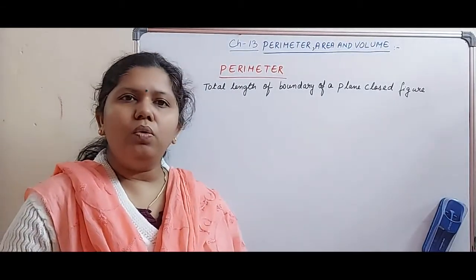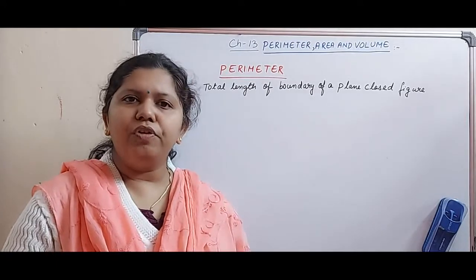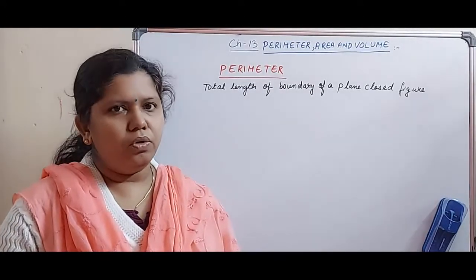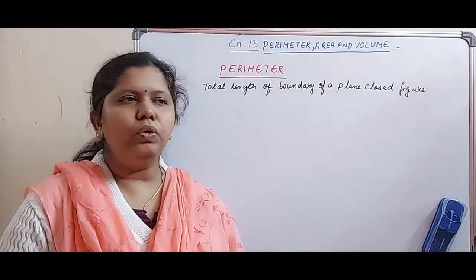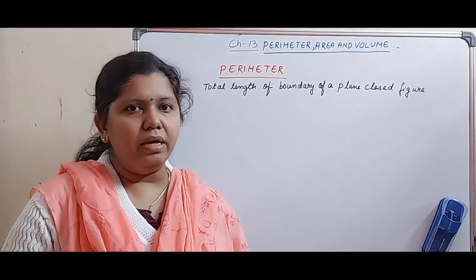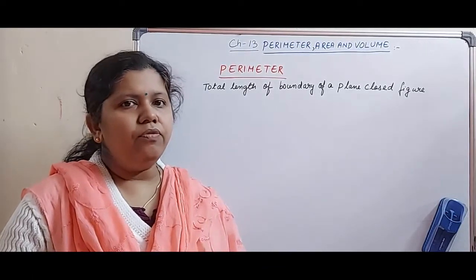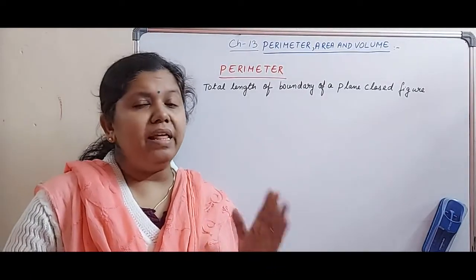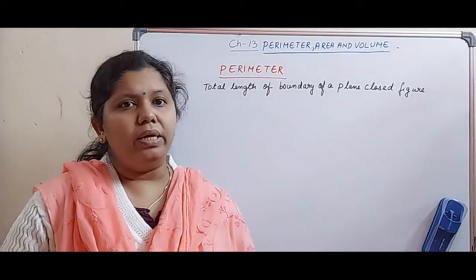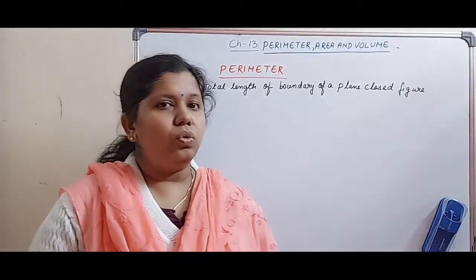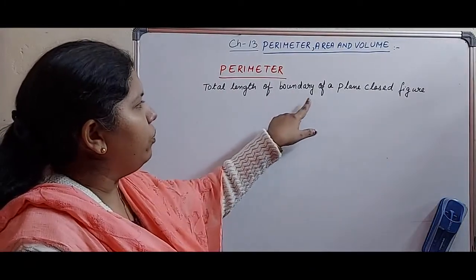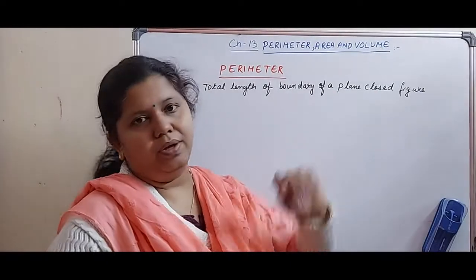Children, you all know about different types of figures. You have different types of figures you can see all around you. You can see a circle, a square, a rectangle, a triangle. If we measure the length of its boundary, then we call it perimeter. So the definition of perimeter is the total length of the boundary of a plane closed figure.